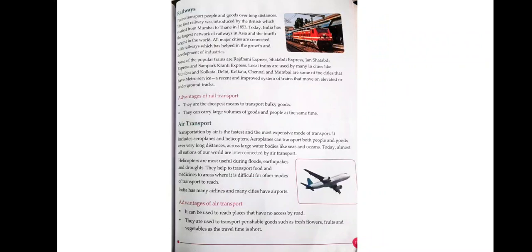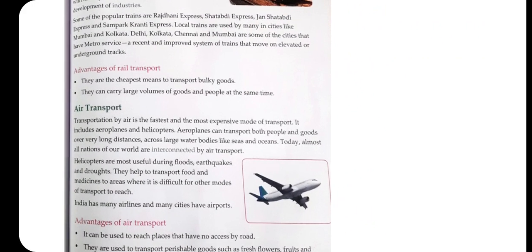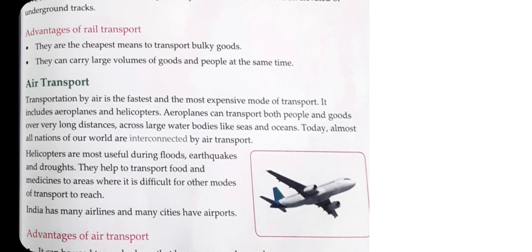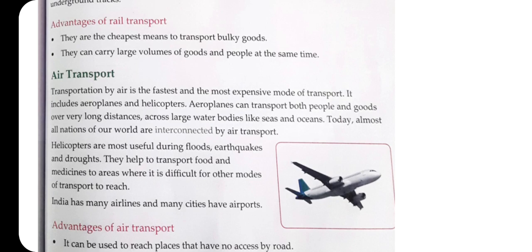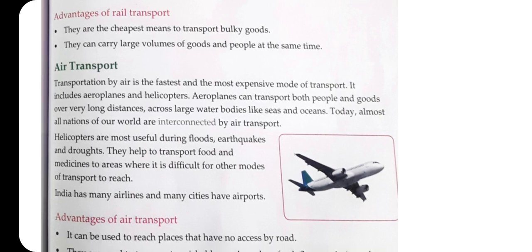Today, we are talking about air transport. Transportation by air is the fastest and the most expensive mode of transport. It includes aeroplanes and helicopters. Aeroplanes can transport both people and goods over very long distances across large water bodies like seas and oceans. Today, almost all nations of our world are interconnected by air transport.